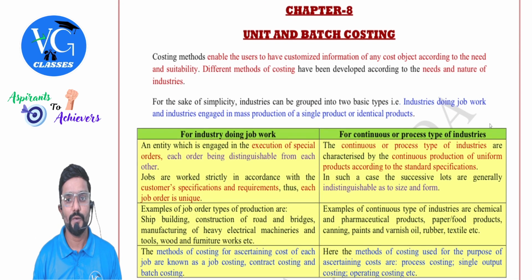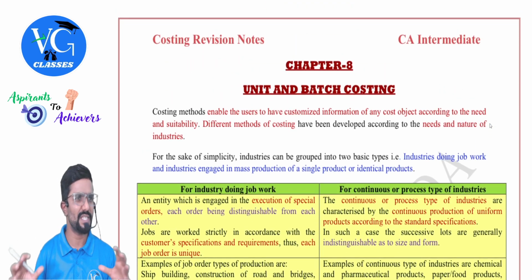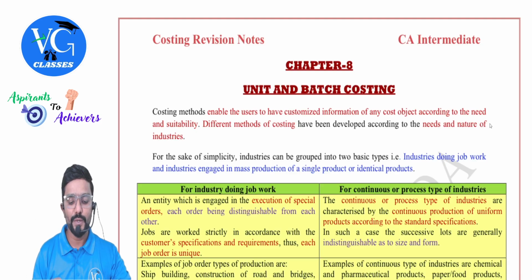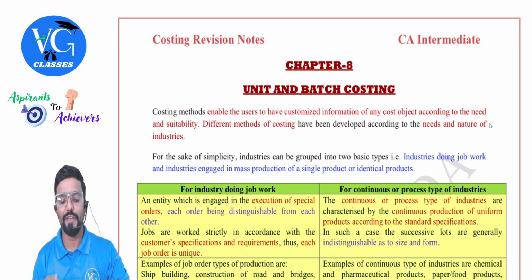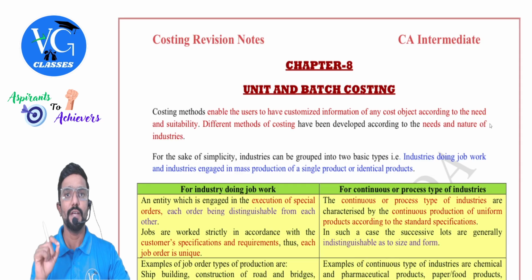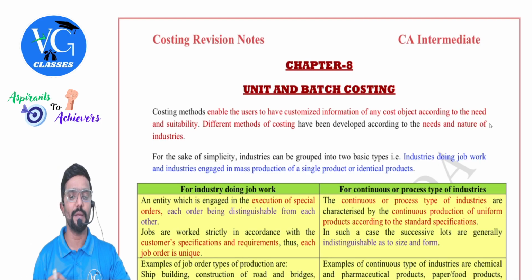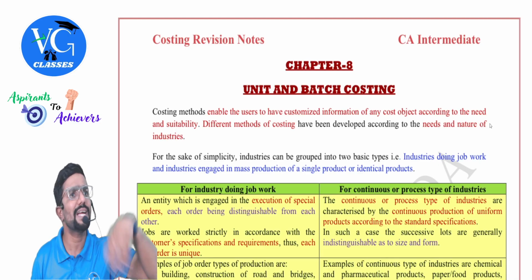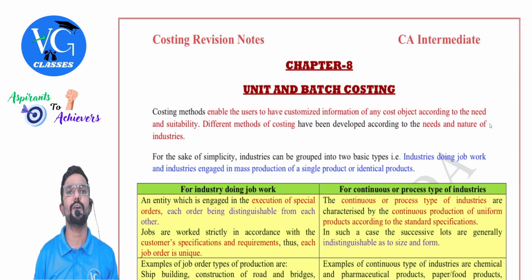Okay, sir. So let us see some basics about the method of costing and the different industry classifications they have given. Costing method enables the users to have customized information of any cost object. What is a cost object? It is something for which we will determine or measure the cost separately. Different methods of costing have been developed according to the needs and nature of the industry. So depending upon what work I am doing, I will adopt whichever method of costing is suitable for my company.